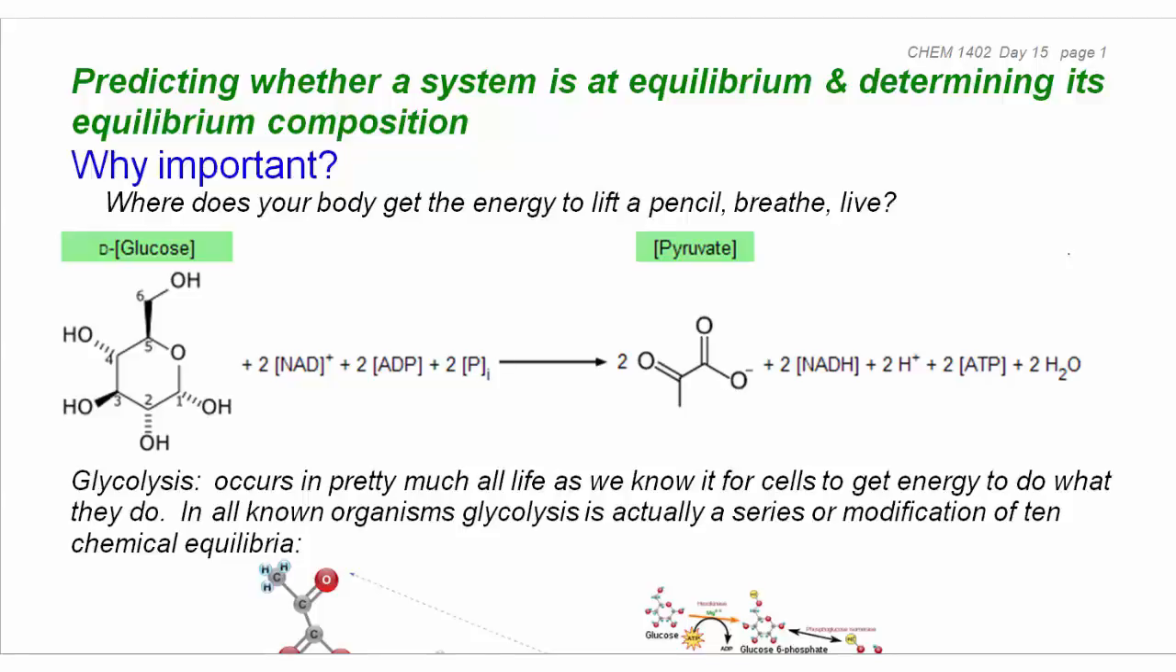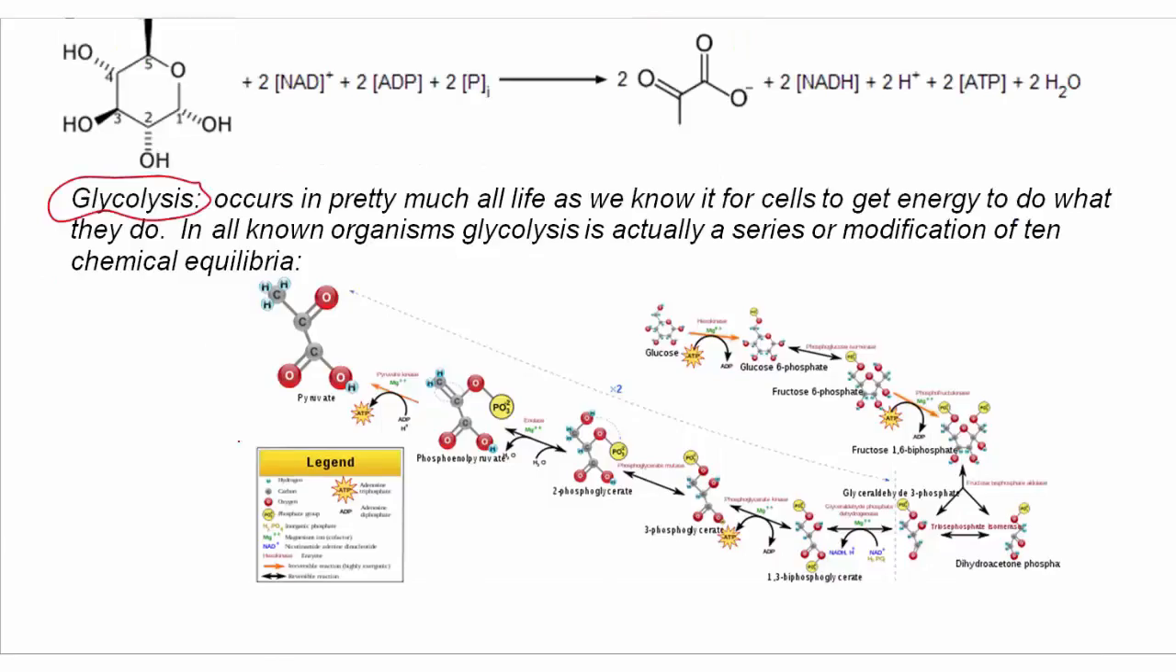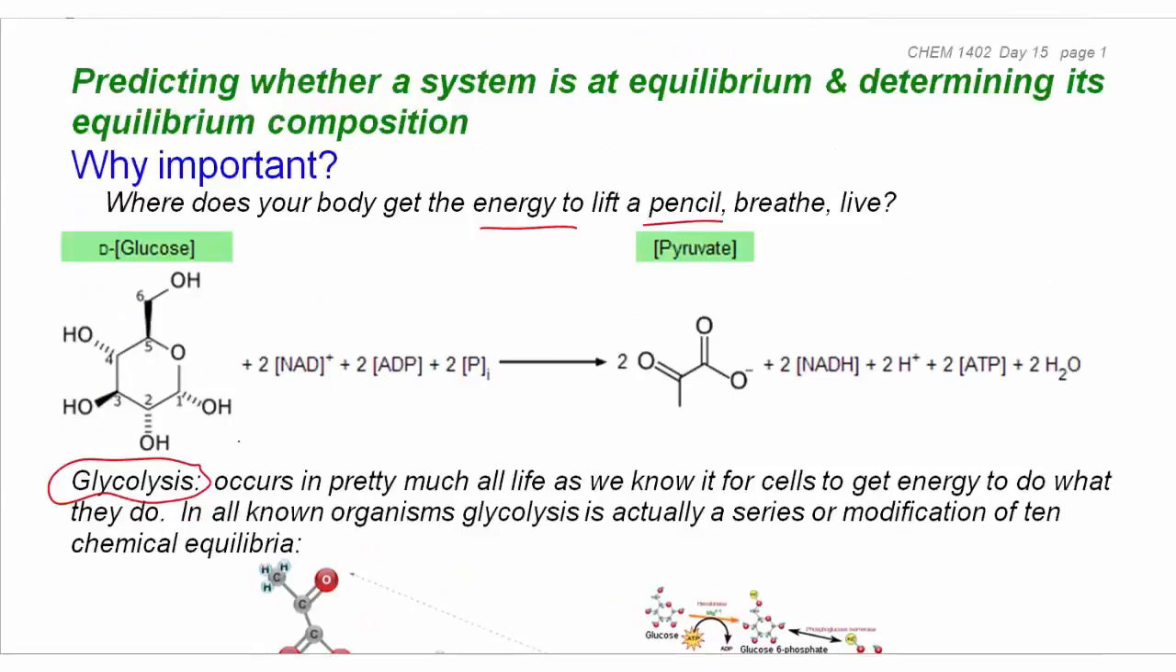Chemical equilibrium is important. It's all around us. So we're going to work on it some more. For example, where do you get the energy to breathe, lift a pencil? Well, it's through glycolysis. Pretty much every organism known to man involves glycolysis to get energy, to stay alive. And it's pretty much like a 10-step equilibrium process here. So what we're going to work on is predicting whether a system is at equilibrium or not, and then also determining equilibrium composition. So that probably means more ICE calculations. Remember that? Determining equilibrium compositions.